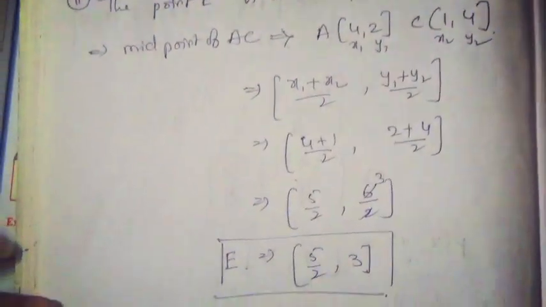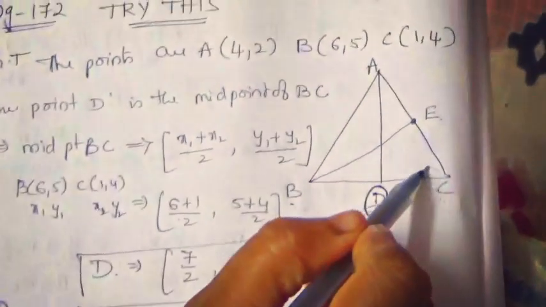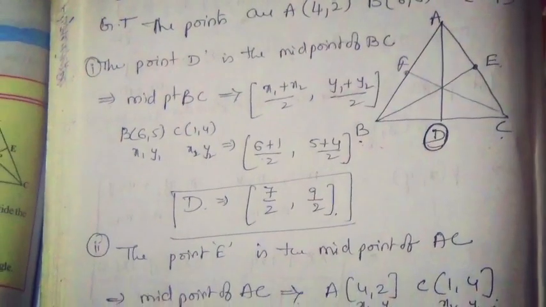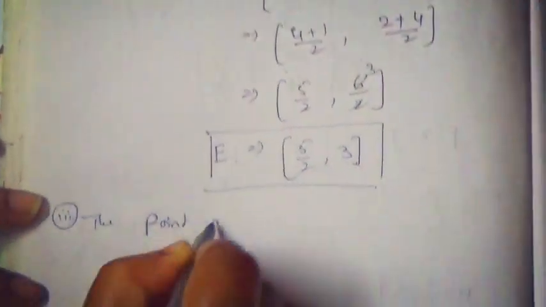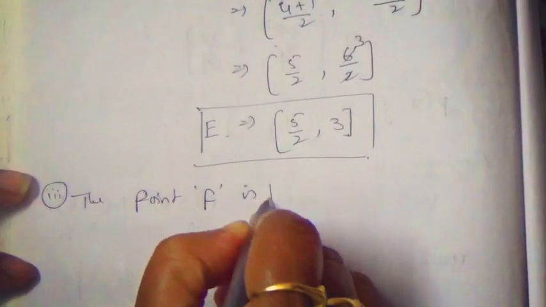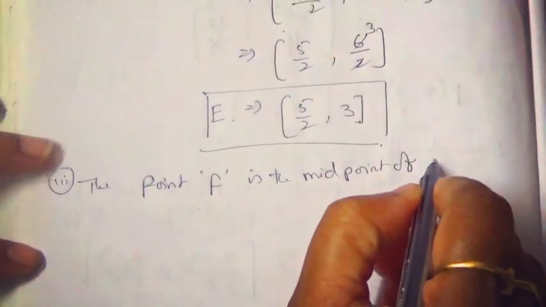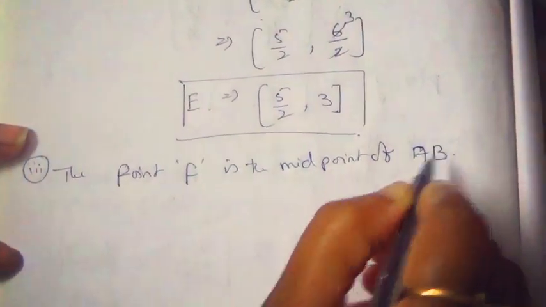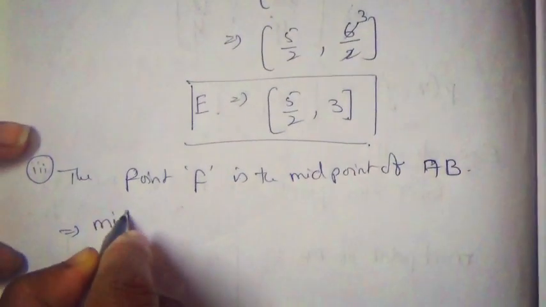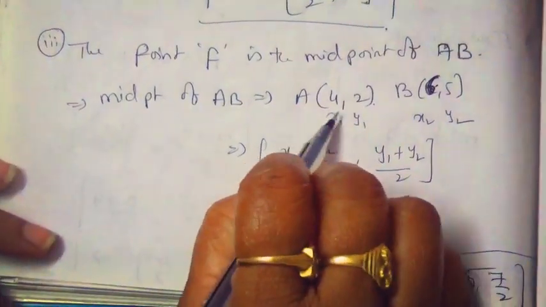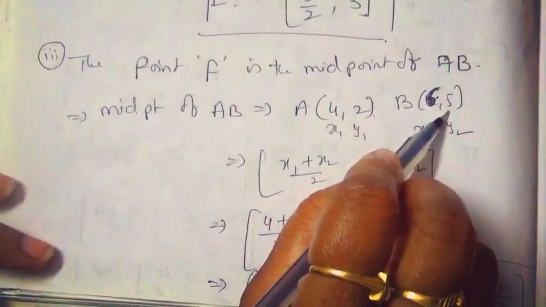Okay, here D is the point here like this, and E is here. So in the third part we have to find out, from C, when you join this we have F. Okay, the point F is the midpoint of AB. So the midpoint of AB, that implies the points A is (4, 2), B is (6, 5).